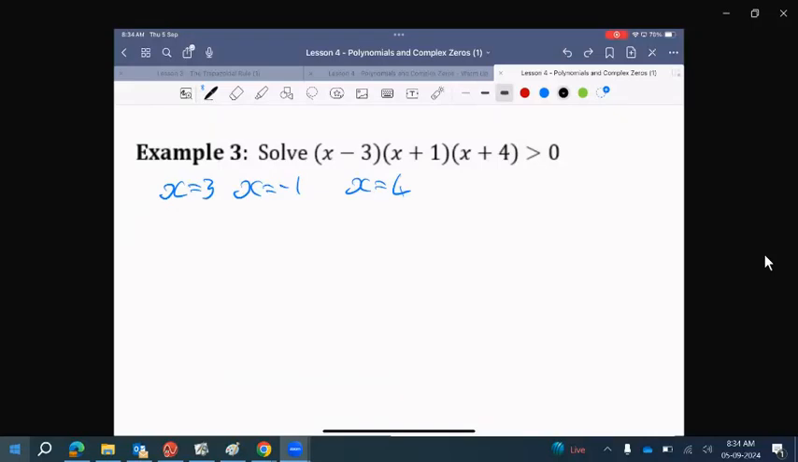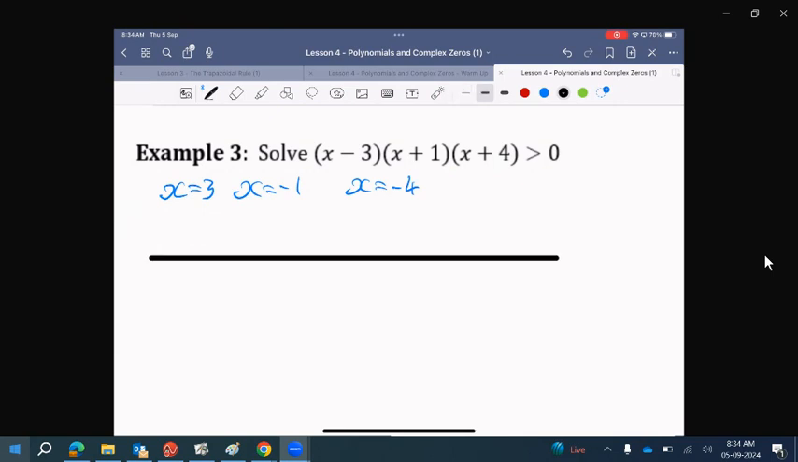Oh, it's minus 4. Sorry. Next, draw yourself a number line, and then place those numbers upon the number line in order. So we want minus 4, minus 1, and 3.